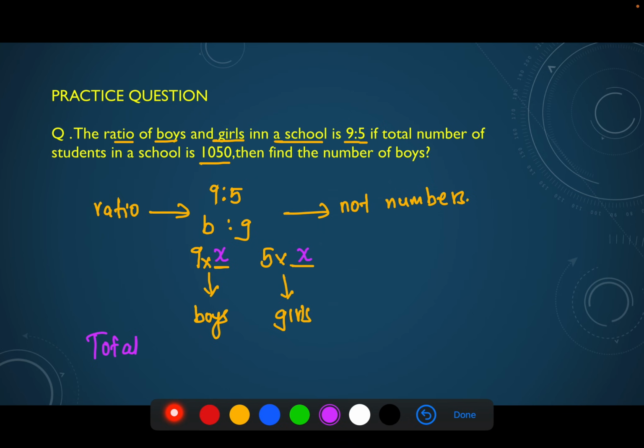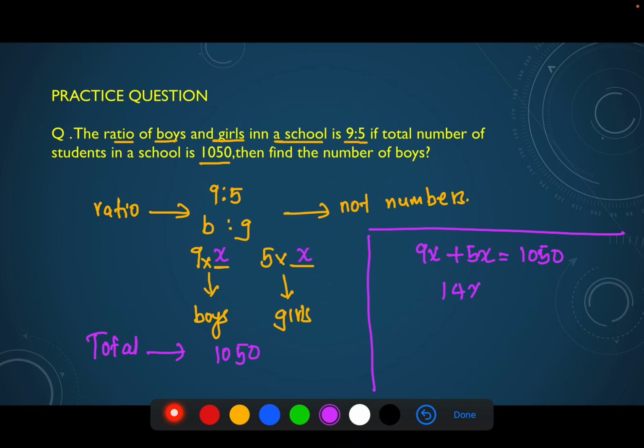So girls, how much we don't know, but total count how much? Total count 1050. That means we can come to a conclusion that 9x plus 5x is equals to 1050. Do you agree with this? If you agree, then I will come to a conclusion that 14x is 1050 and x is equals to 1050 by 14, the answer will be 75.